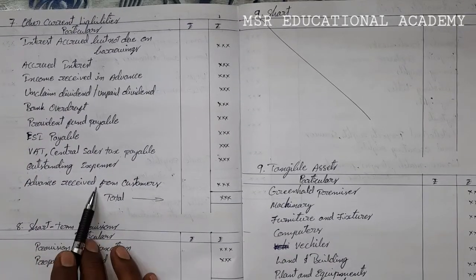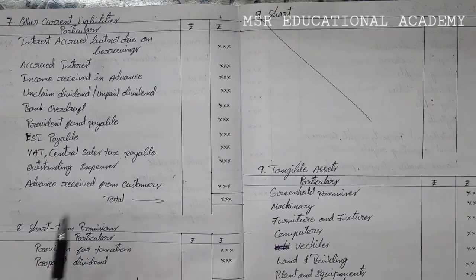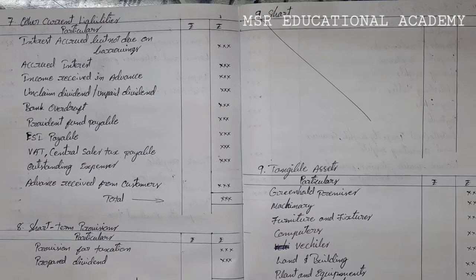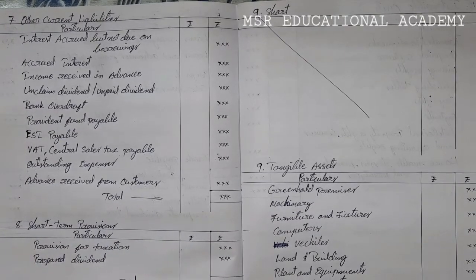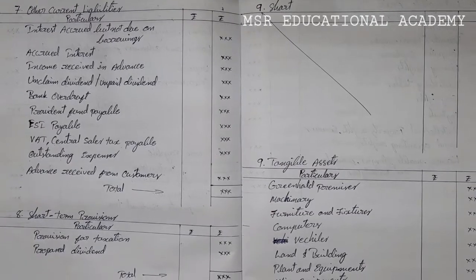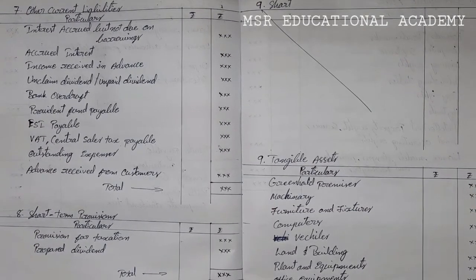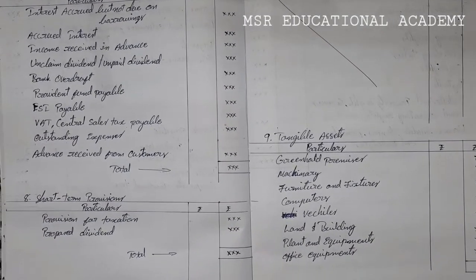Next, advance received from customers. Advance received from customers comes under other current liabilities. This is a very important head. So I segregated every item, which item comes under which head.